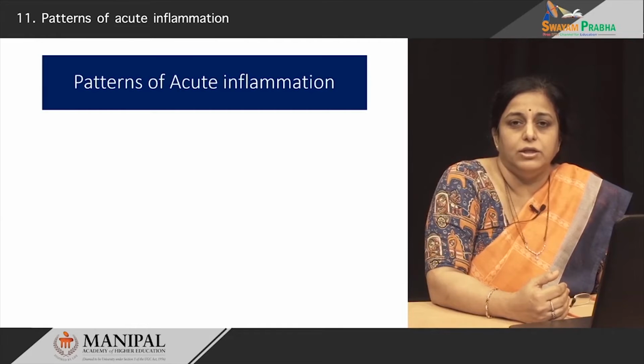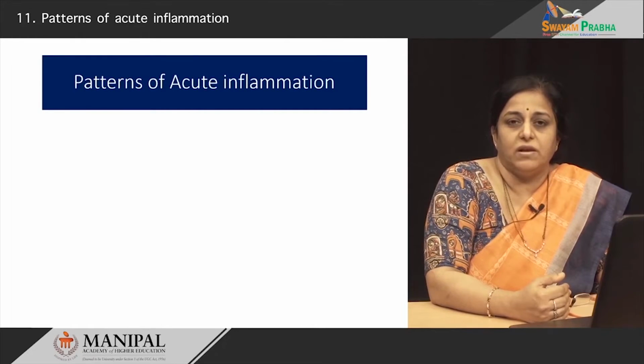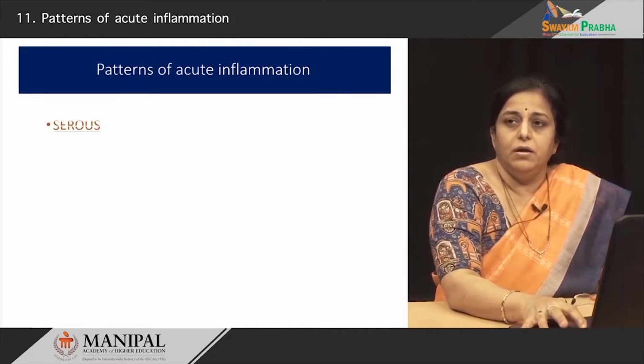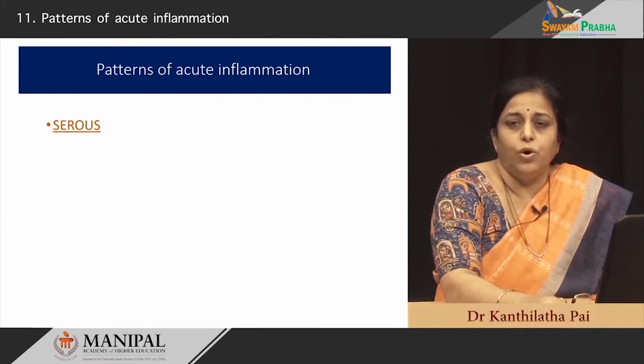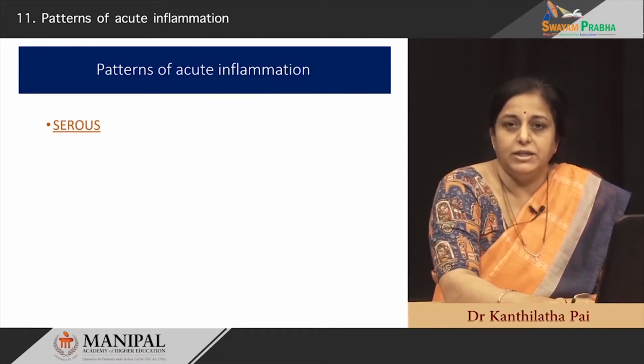In other times we have also seen that if there is a persistent injury and the inflammation is not able to tackle the injurious agent, then there is a persistent inflammation, what is called chronic inflammation. We will learn more about chronic inflammation in today's class. Before that, we will learn about some patterns of acute inflammation. So, how do you recognize inflammation? What are the morphological appearances of inflammation in tissues?